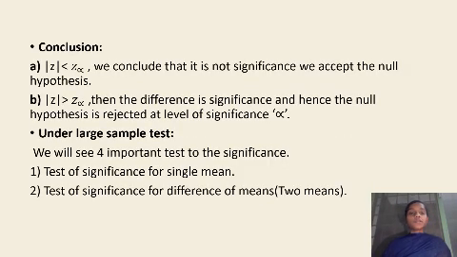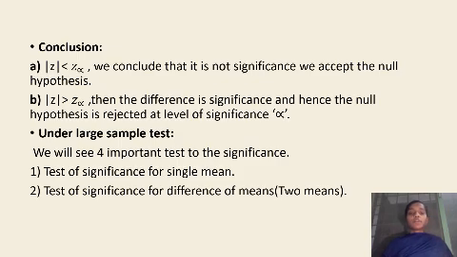In conclusion, for the first point, if modulus of Z is less than Z alpha, we conclude that it is not significant. We will accept the null hypothesis only. If modulus of Z is greater than Z alpha, then the difference is significant, and hence the null hypothesis is rejected at level of significance alpha.